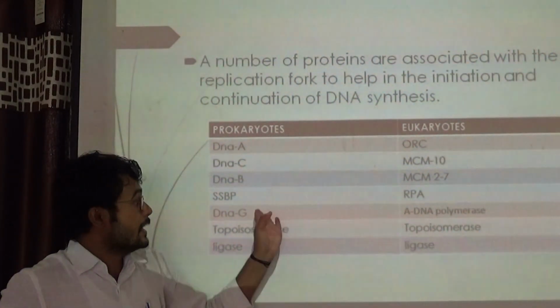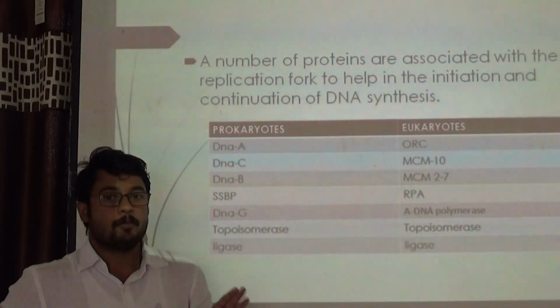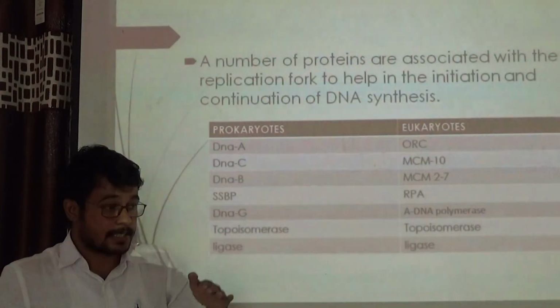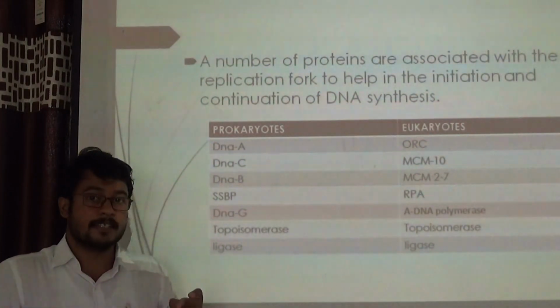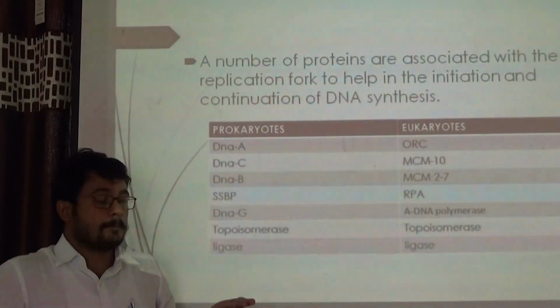Again, DnaG acts as a primase, and in the case of eukaryotes, alpha DNA polymerase acts as a primase. But what is the primase? When replication starts, there is a need for a small nucleotide strand. We call it a primer.